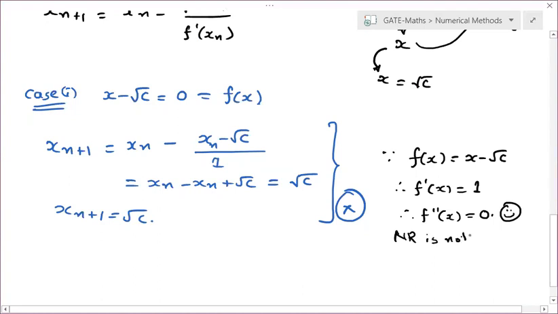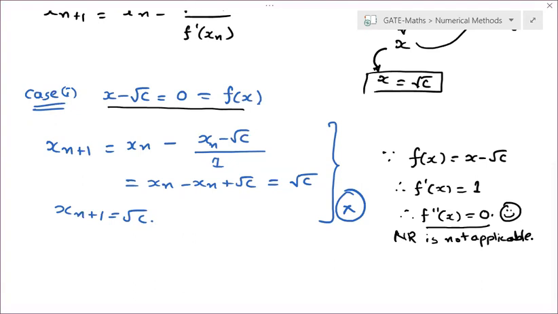Is it clear now? Please give me some response. Okay. So this is where students have high chances of making mistakes and losing their marks. Right. So what should be done over here? We need to convert this x is equal to root C into another function such that its f dash x should not become 0. So let us take case 2 now.